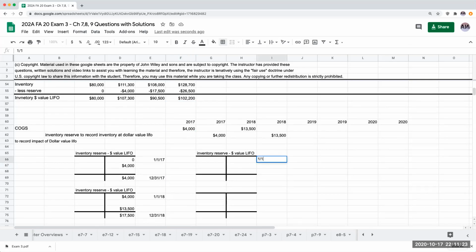So my beginning balance as of 1/1/19 was 17,500. The ending amount of my reserve was 26,500. So the adjustment that I need to make for the current year is going to be 9,000. Okay.